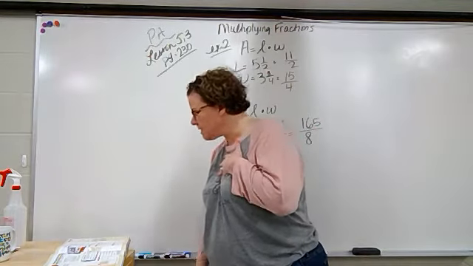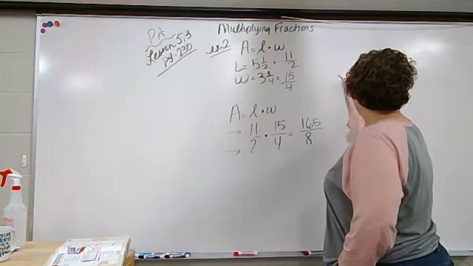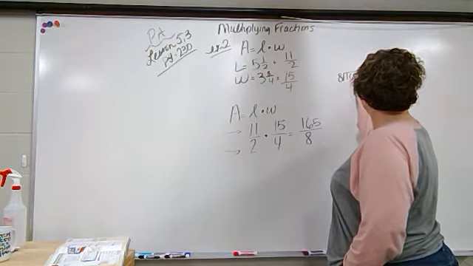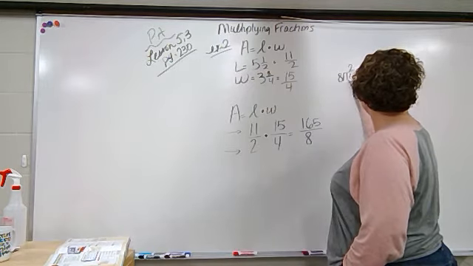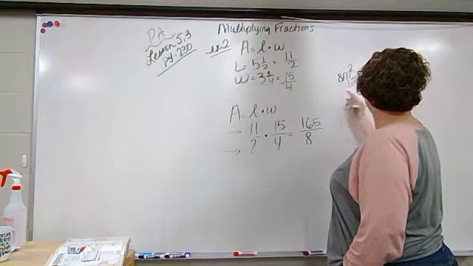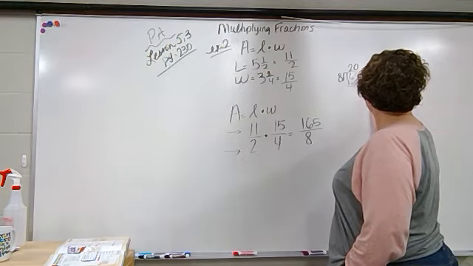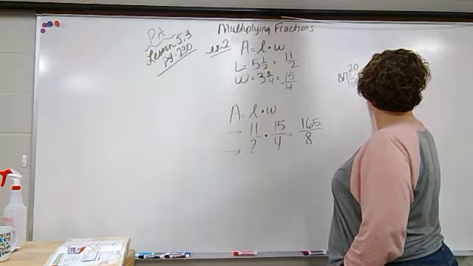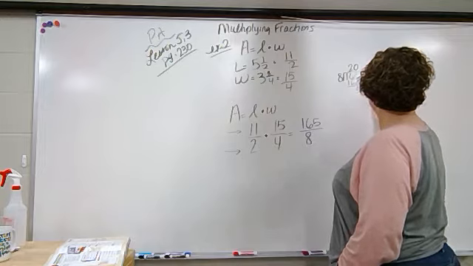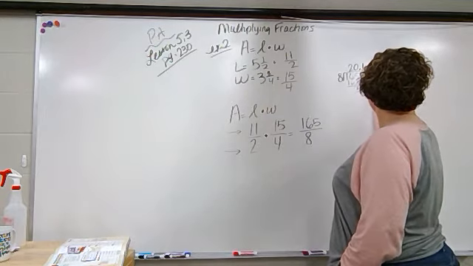165 divided by 8. I'm going to do the division that goes with that. 8 goes into 16 2 times. 8 will not go into 5, so I'm going to have to add a 0 and bring it down. 8 goes into 50 6 times.